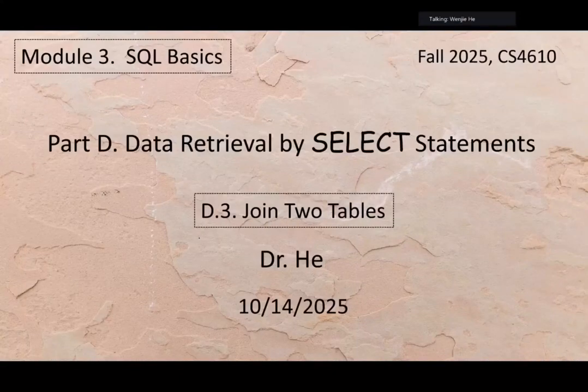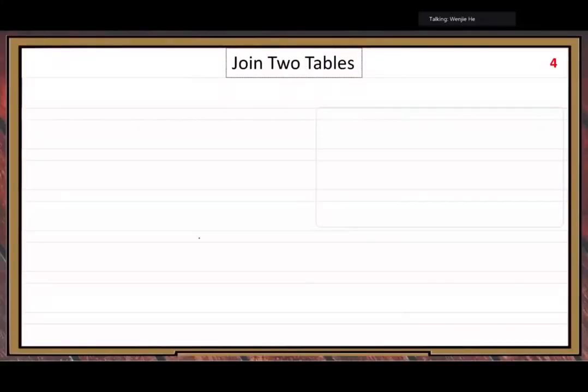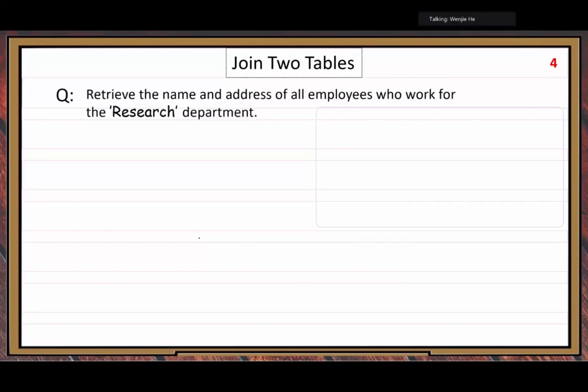Then, D.3, join two tables. Today we do not have much time. This is the most important topic of this part, join two tables. We will learn it next time, but let me see if we need to do some simple preparation in order to understand this whole topic. We start with one simple question, then we need to study the theory, how to join two tables.